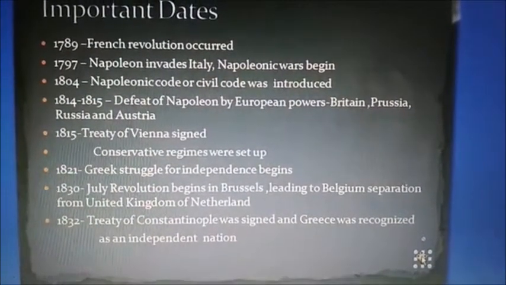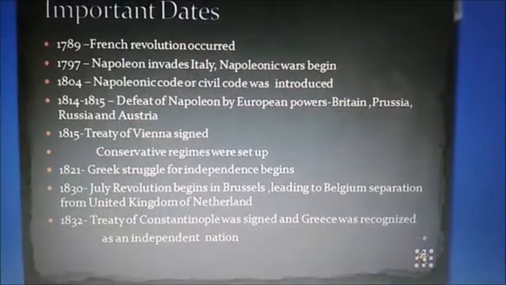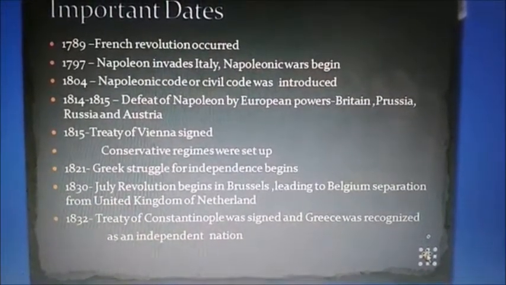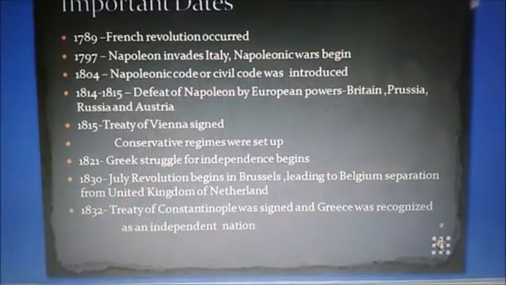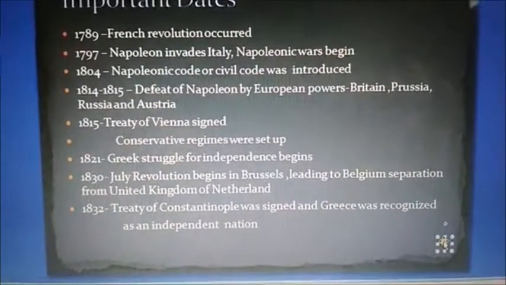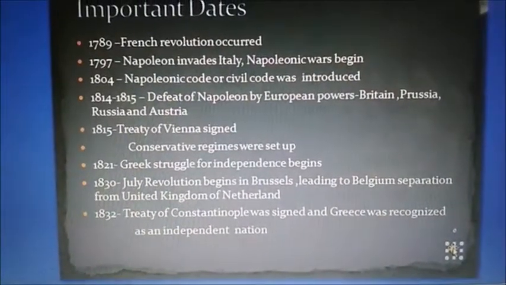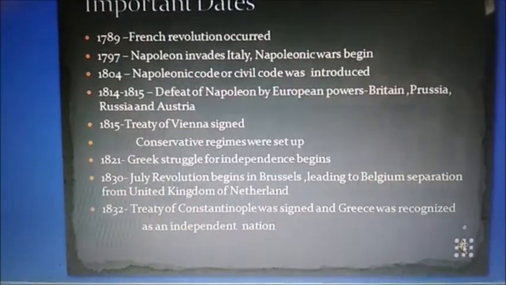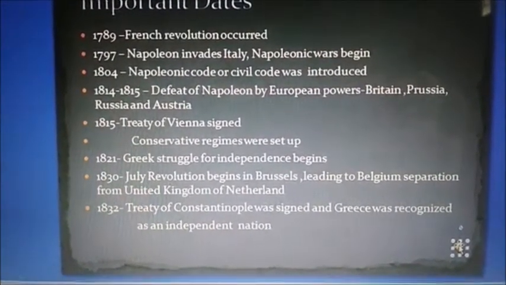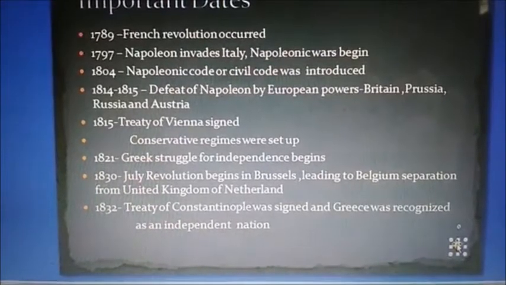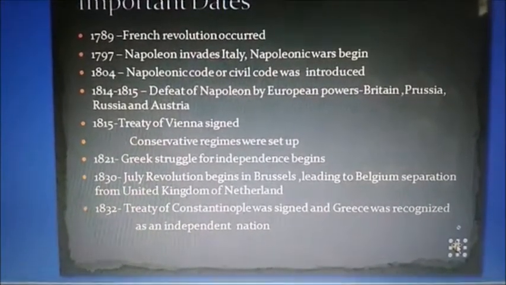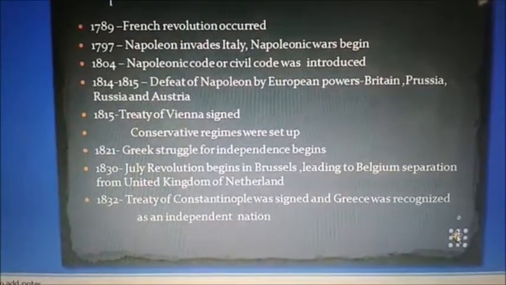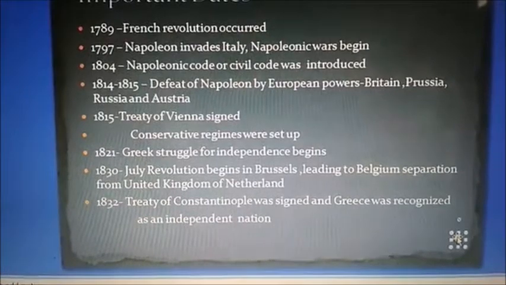Next is the year 1815, when a Treaty of Vienna was signed. This treaty was signed by Napoleon and other European powers such as Britain, Prussia, Russia and Austria, who were really oppressed by Napoleon's rule. After this comes the period of conservative regime, that is, now people once again went into monarchy. They did not want any changes. They felt monarchy was the best form of government. So this period is called conservative regime.